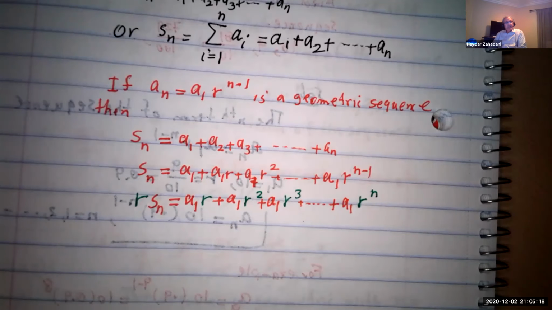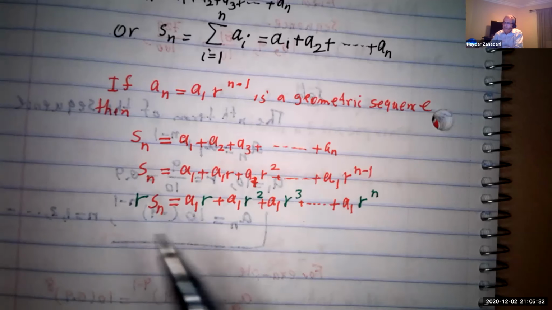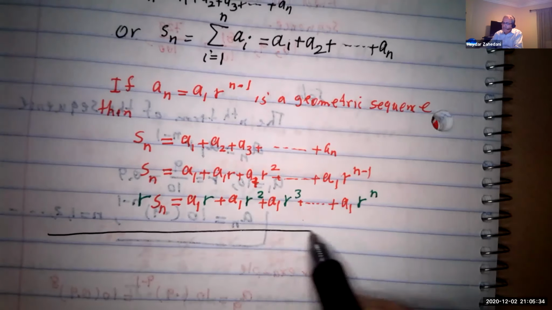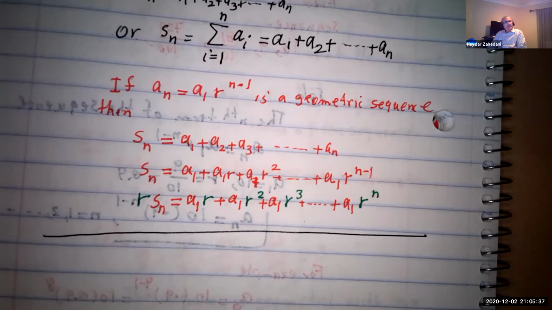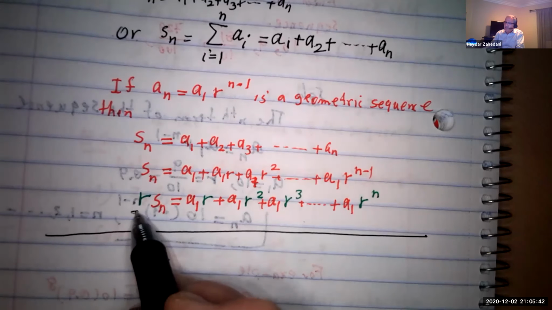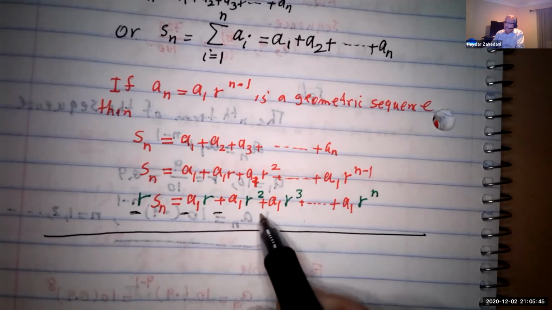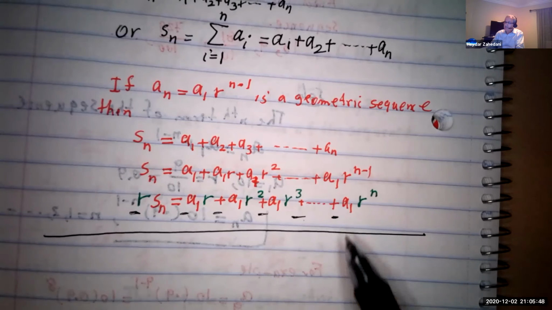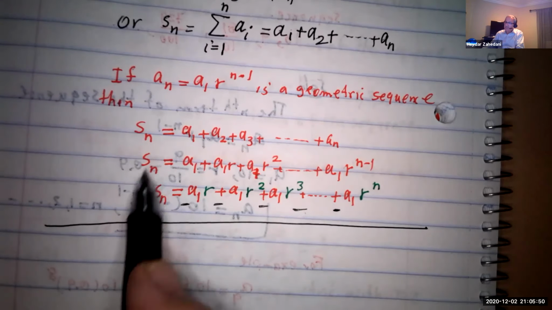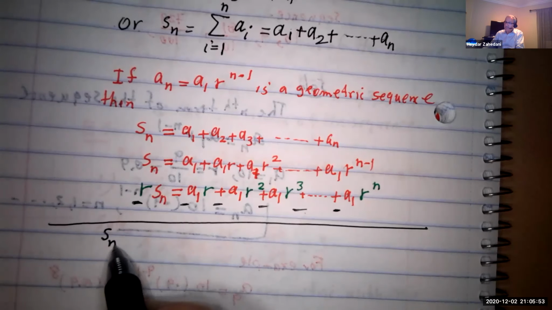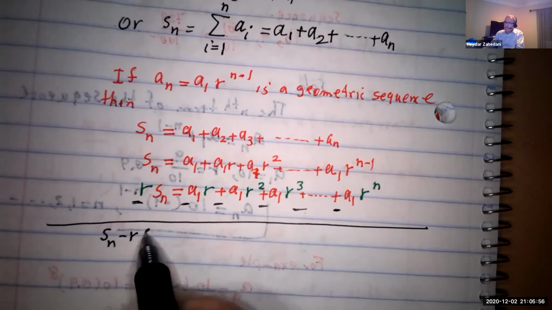Okay, so I got the Sn from the first one, and I multiplied by r to make it r Sn. I'm looking for Sn. So what I'm going to do is subtract this. If I want to subtract it, I have to change all these signs: negative, negative, negative, negative, negative, negative. So over here, I have Sn minus r Sn.